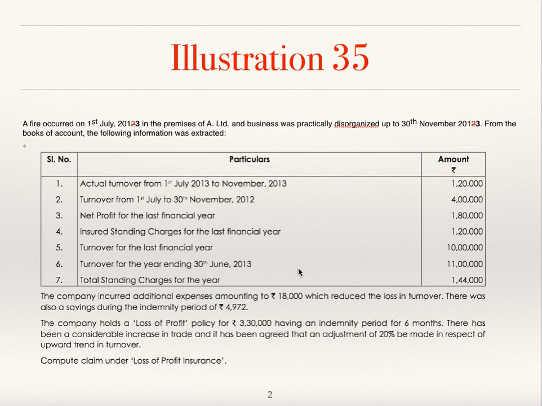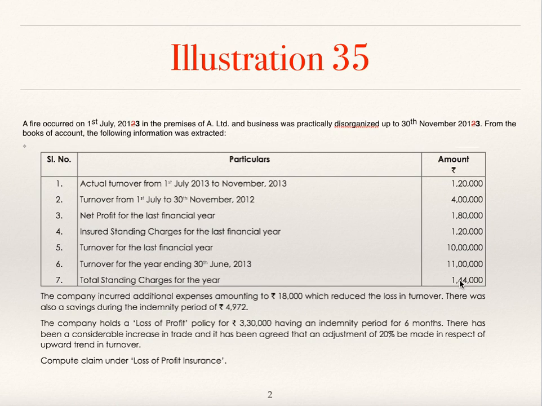Turnover for the year ending 30th June 13 is 11 lakhs. Now what is the date of fire? Date of fire is 1st July 13. So turnover for the year ending 30th June 13 is 12 months turnover immediately preceding the date of fire, which is known as annual turnover. We need this annual turnover while calculating claim if average clause is applicable.